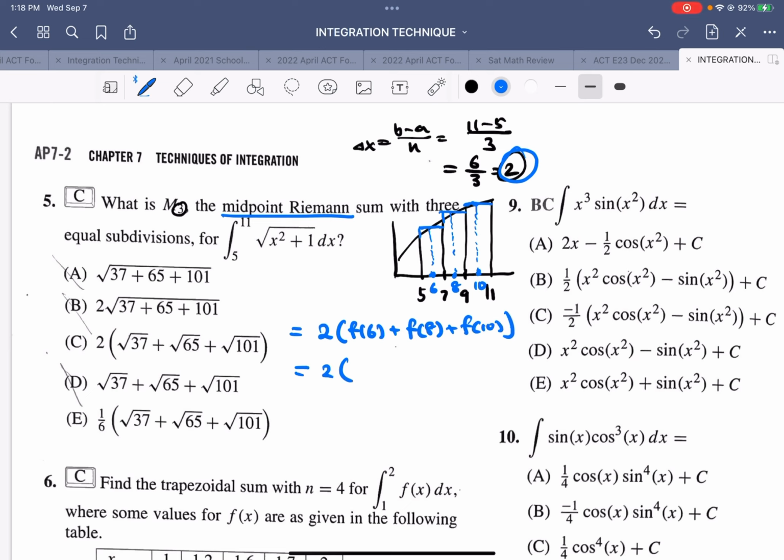When you plug it in, what is f of x? f of x is this. So f of 6 is square root of 6 squared plus 1, so root 37. Similarly, f of 8 is square root of 8 squared plus 1, so root 65, plus 10 squared plus 1, so root 101, like that. So the answer is C, using that midpoint Riemann sum.